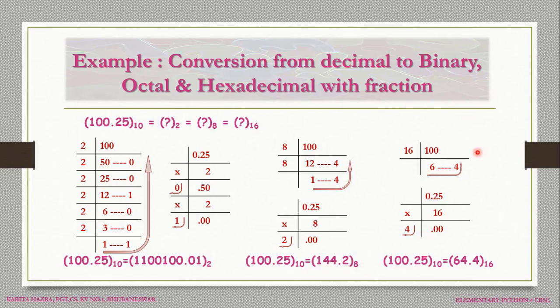Similarly, to convert to hexadecimal, we will divide 100 by 16. We get quotient as 6 and remainder as 4. No further division is possible, so 100 is equivalent to 64 in hexadecimal. Again, we multiply the fractional part with the new base, that is 16, and we get 0.25 into 16 is 4. The fractional part becomes 0. No further multiplication is required, and we take the carry as 4. So 100.25 in decimal is 64.4 in hexadecimal.